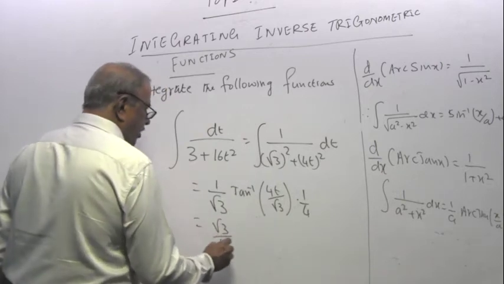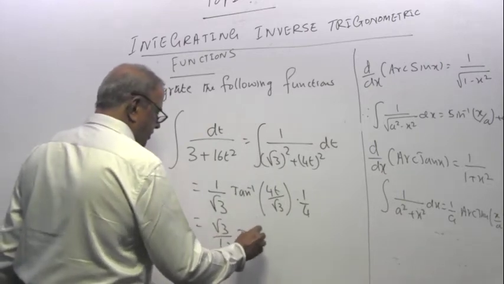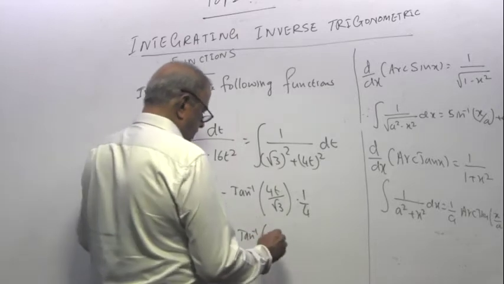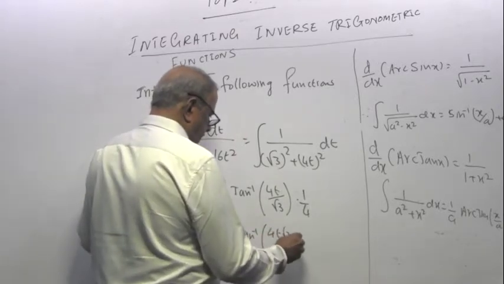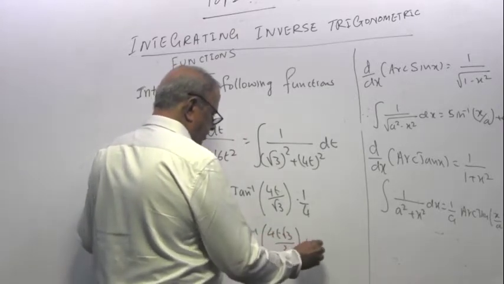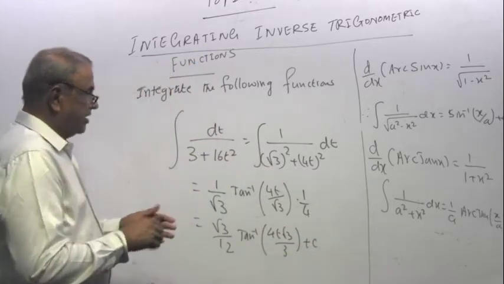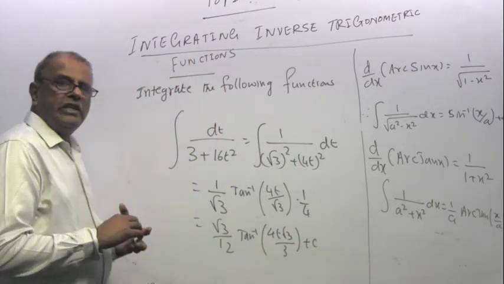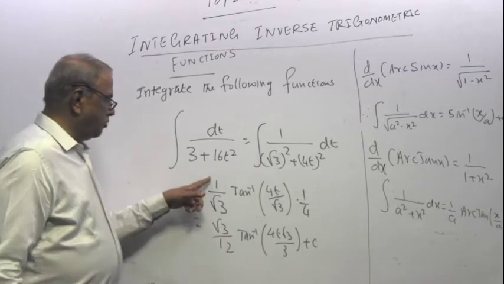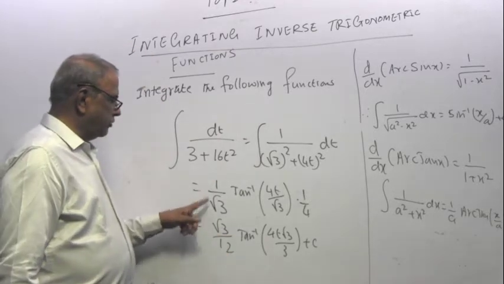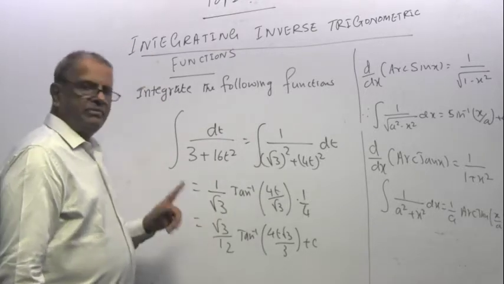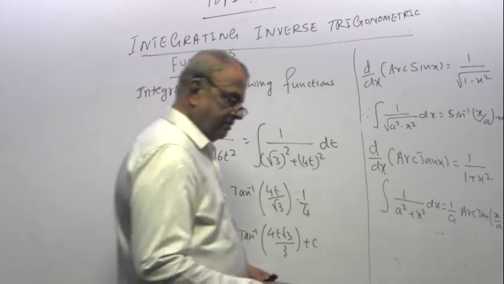So times 1 over 4. So it's root 3 over 12 tan inverse 4t root 3 over 3 plus c. I'm being precise. You can't leave a root in the denominator. So I multiply the top by root 3, bottom by root 3. Root 3 times root 3 is 3. 3 times 4 is 12. Yeah? Okay.